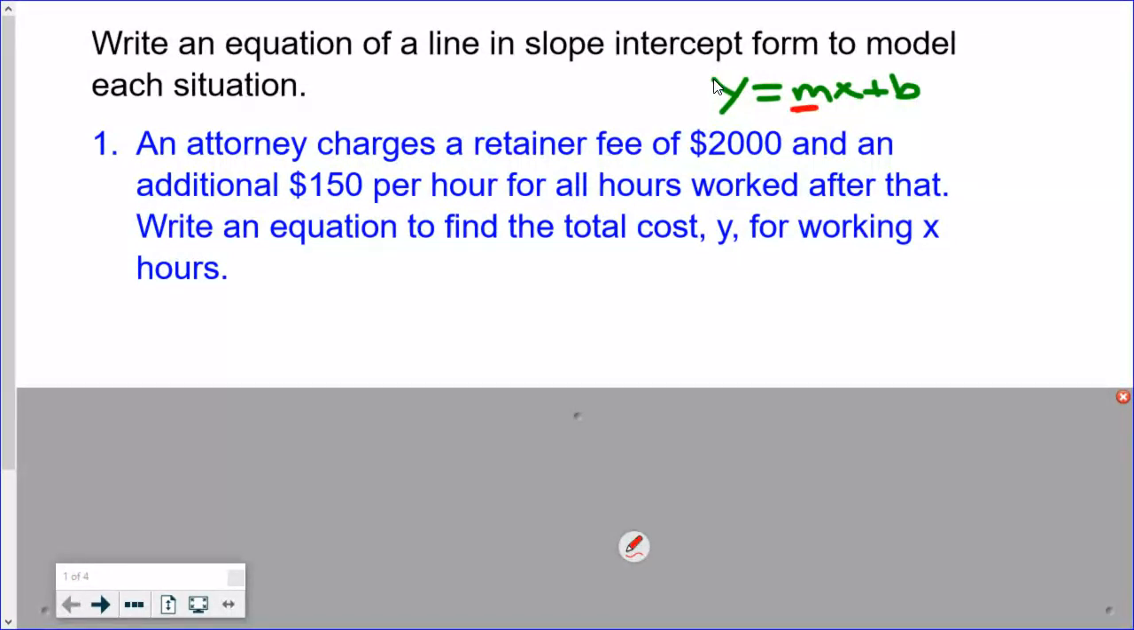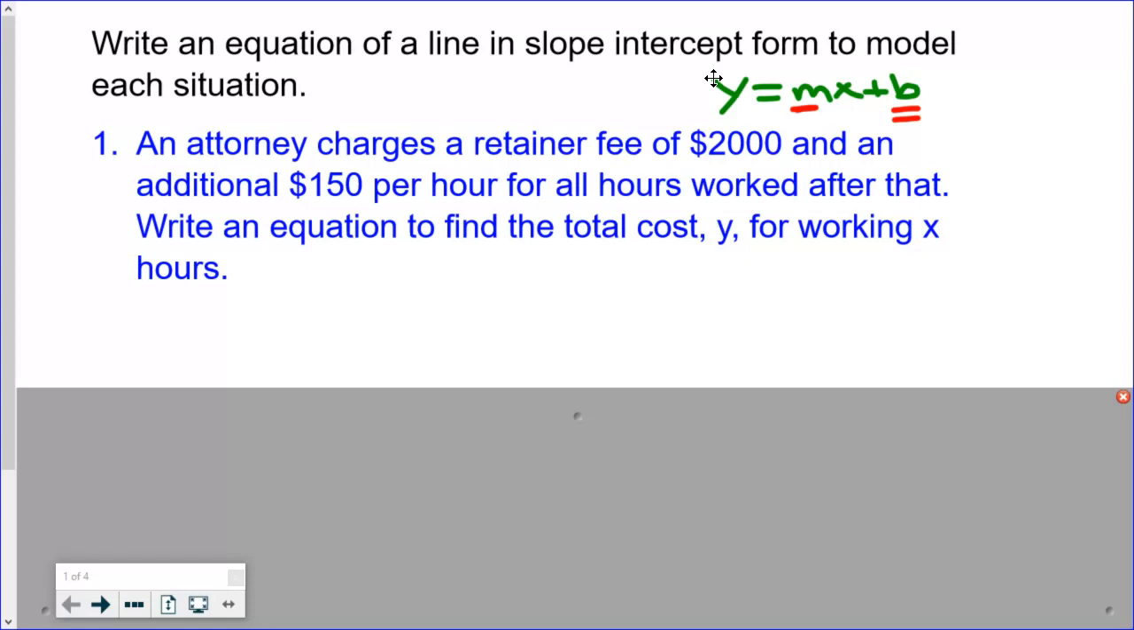That's when we're looking for the word per. Any number by the word per is usually the slope, and b is the y-intercept, but that's your starting amount, your constant number, how much it costs just to rent the car, things like that from the other day. Okay, so here's the question.